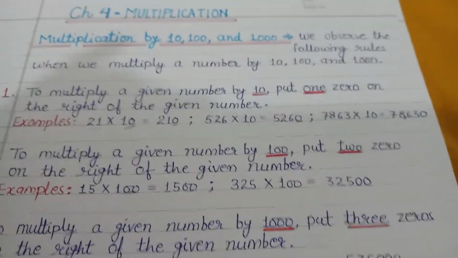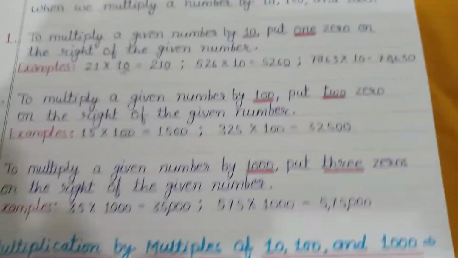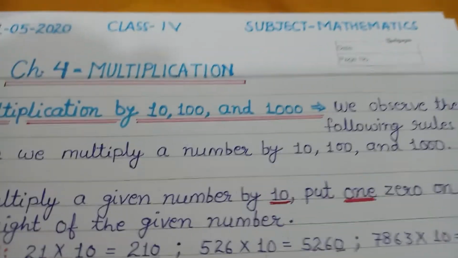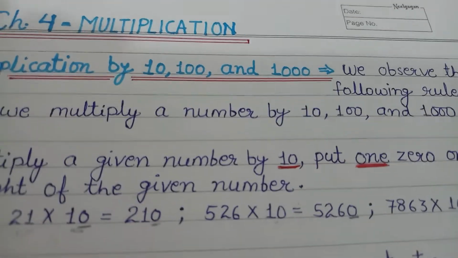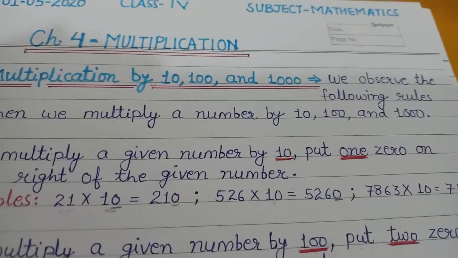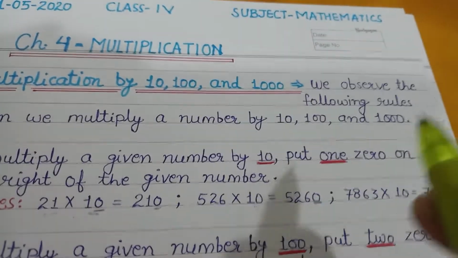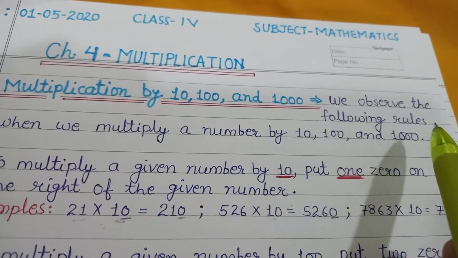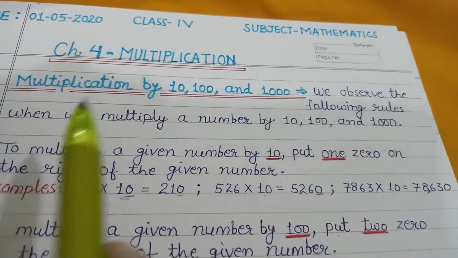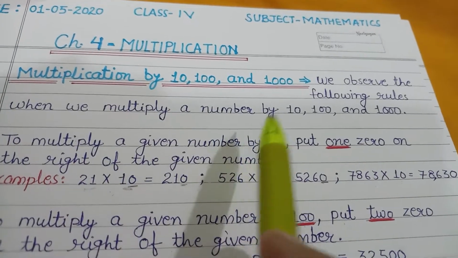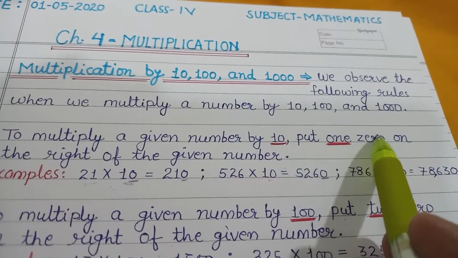Now, today's topic. We are on chapter number 4, multiplication. Today we will learn how we quickly multiply by 10, 100 and 1000. We observe the following rules when we multiply a number by 10, 100 and 1000.